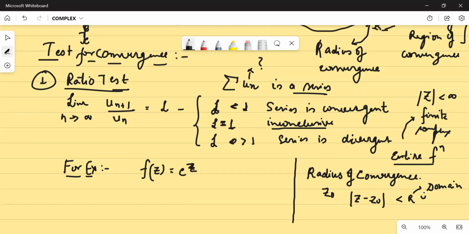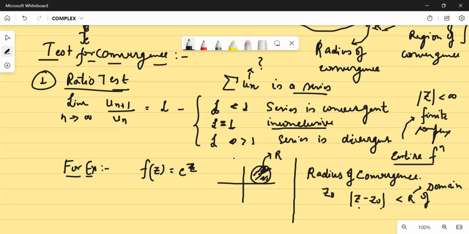Try to understand what I'm saying. I'm saying that about z equal to z naught, if I can expand my function in a Taylor series, then obviously I can make a circle about z equal to z naught. If I can make that circle, I can write this radius also. This radius r is called the radius of convergence, and this entire domain is called the domain of convergence. Okay.